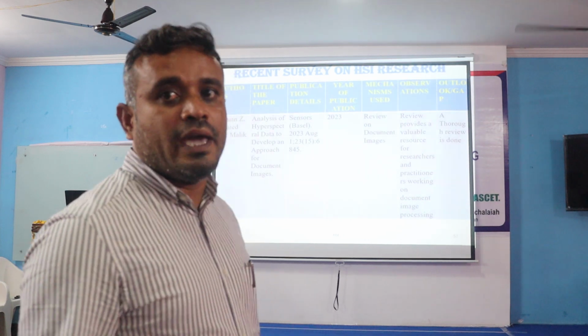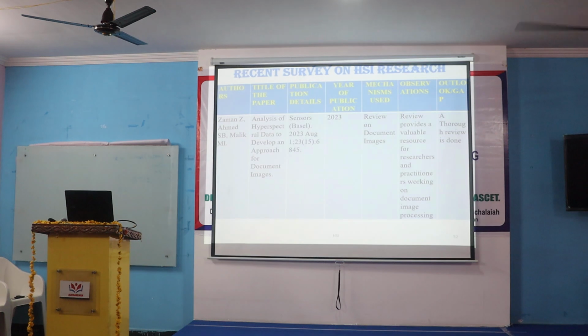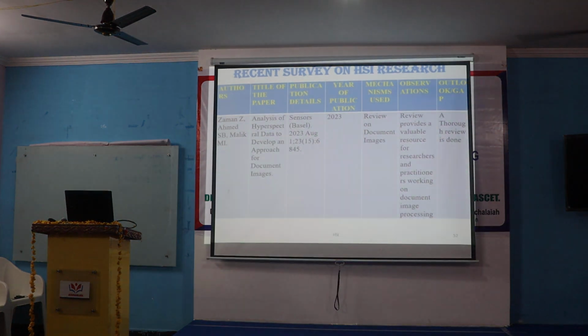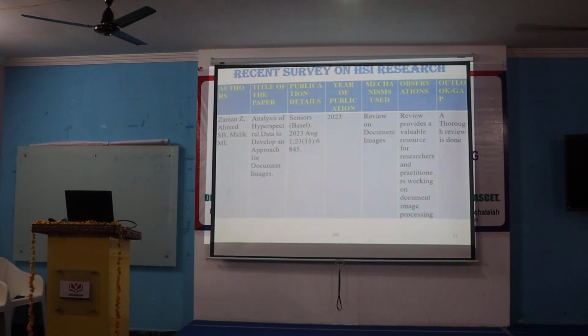So these are different papers that we gathered for our hyperspectral imaging concept. Authors Zaman, Ahmad and Malik proposed an analysis of hyperspectral data development approach for document images, which was published in a journal in 2023, where they reviewed various kinds of documents by using hyperspectral data. So these authors reviewed various kinds of data sets and proposed a cumulative report in this journal.